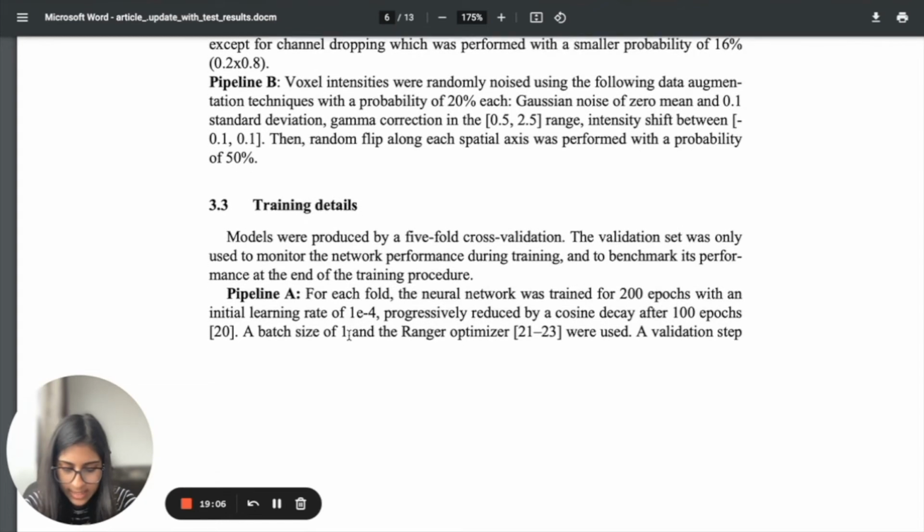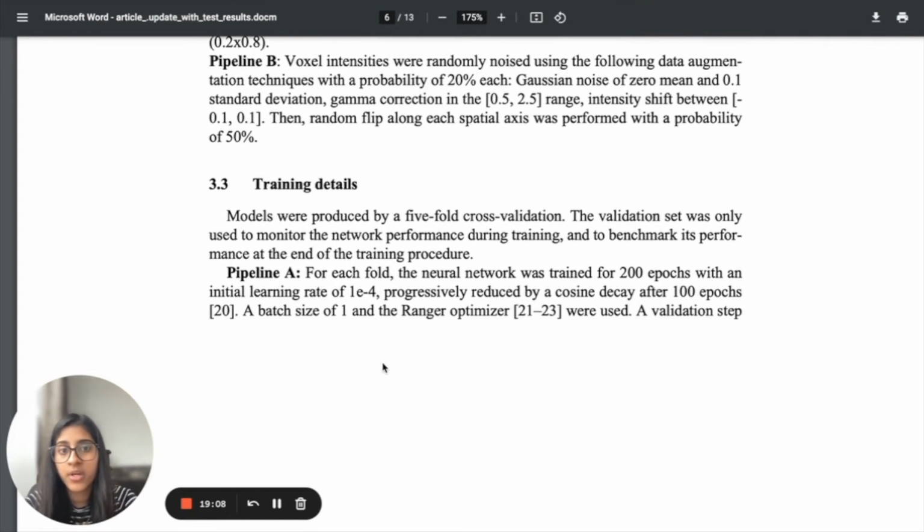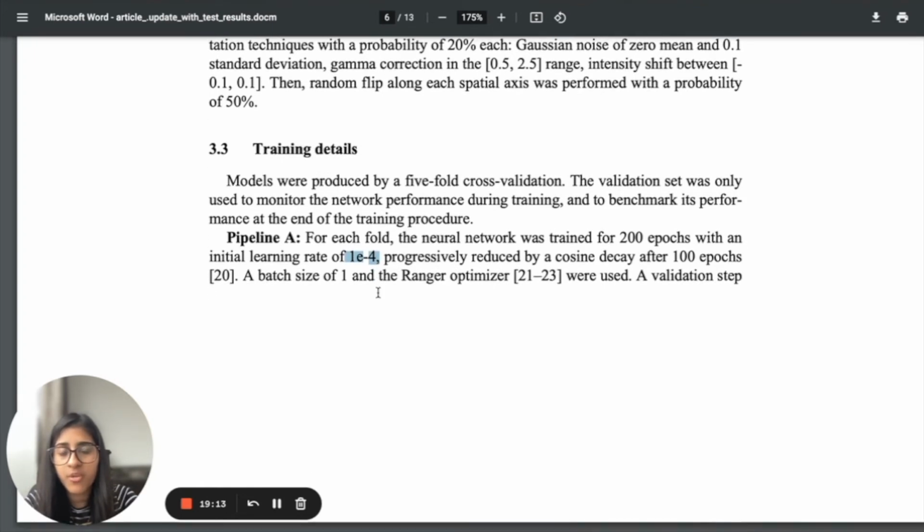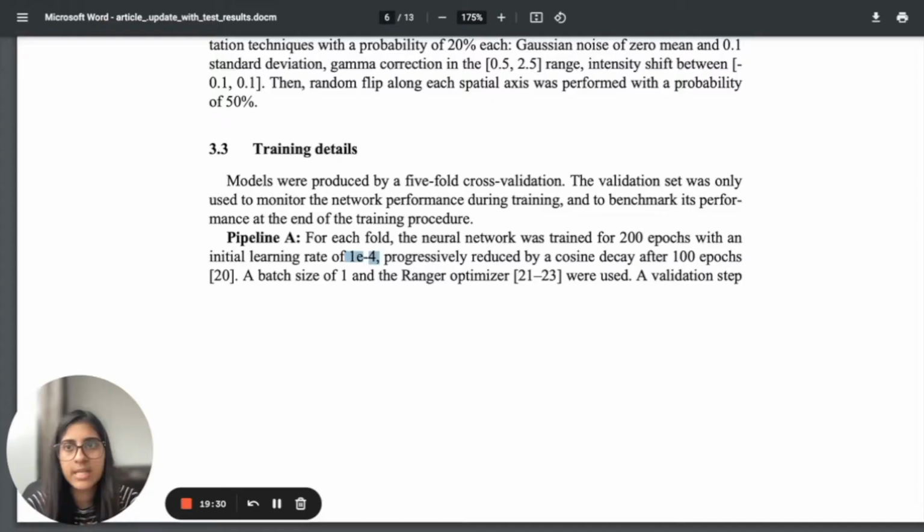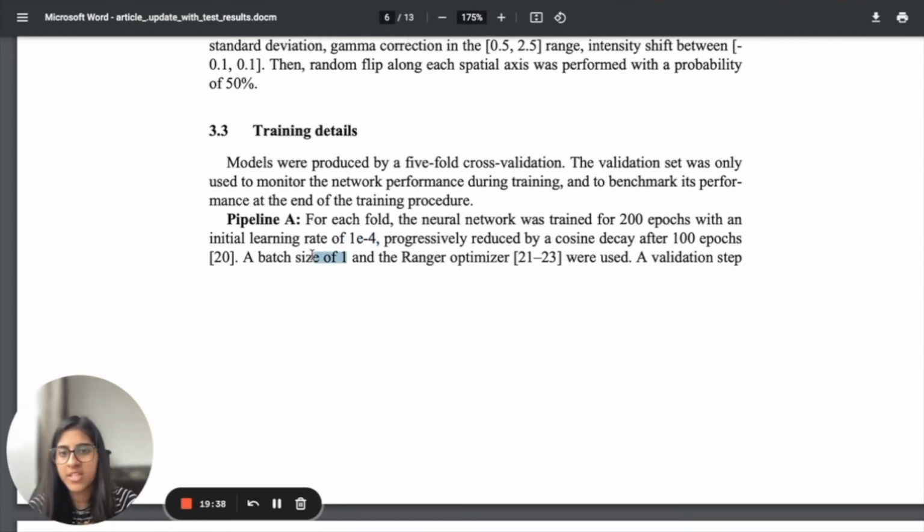For pipeline A, it said that for each fold, it trained for 200 epochs with an initial rate of this much, and then there was a cosine decay after 100 epochs. So this is what a cosine decay kind of is. If it's going for 100 epochs, so let's say it goes up to here, it would have that decay over here. So this point would basically be shifted here. That's what it's trying to say with 100 epochs. So that's how the learning rate would work. You also have the Ranger optimizer with a batch size of 1. So again, this is why they didn't want to use batch normalization, because the batch size was so low.